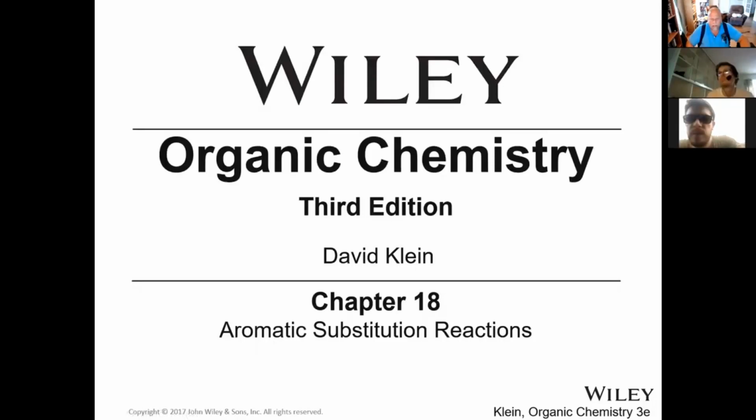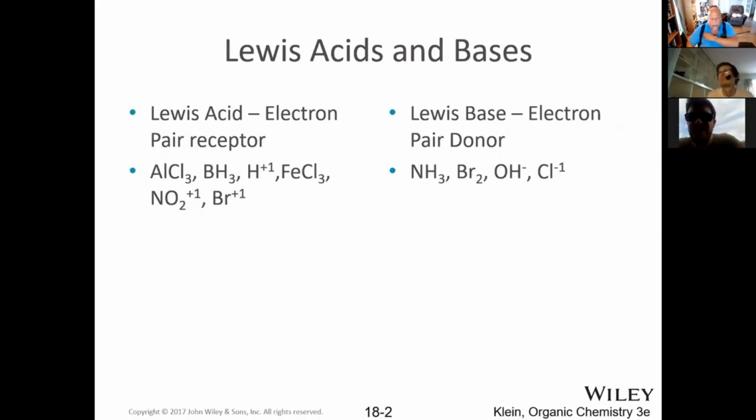Okay, so this is chapter 18 of Wiley. And basically, the first thing I'm going to do is introduce everybody to Lewis acids and bases. The main thing to understand about the nature of them is that a Lewis acid is an electron pair receptor. So an obvious one is aluminum chloride, like this.